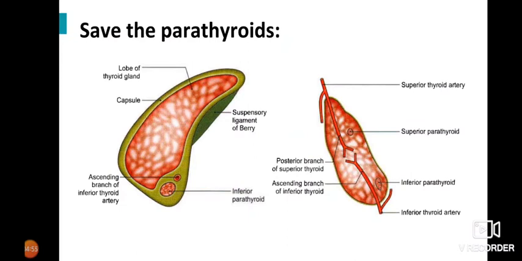Next is to save the parathyroids. The parathyroids are present in the posterior aspect of the thyroid gland. In subtotal thyroidectomy, the posterior parts of both lobes are left behind. This avoids the risk of the simultaneous removal of the parathyroids and also of the post-operative myxedema caused by the deficiency of the thyroid hormones, and also the post-thyroidectomy hypoparathyroidism.